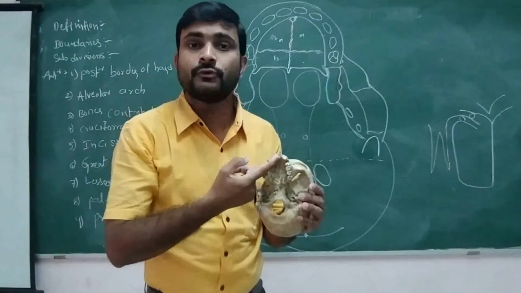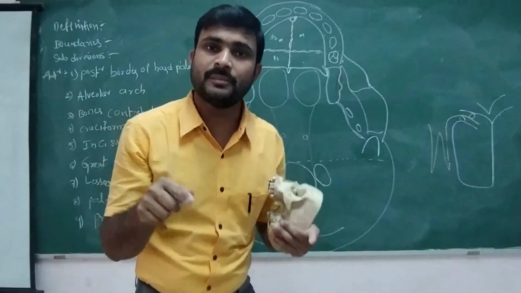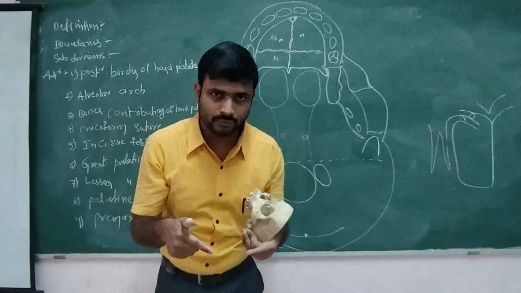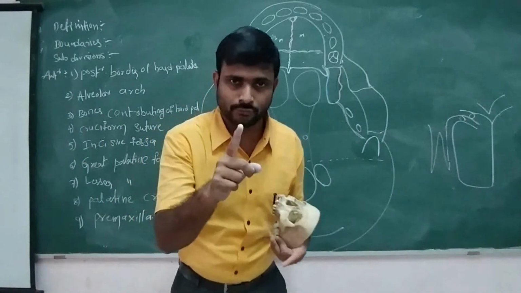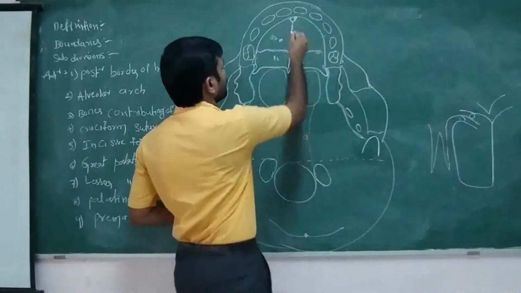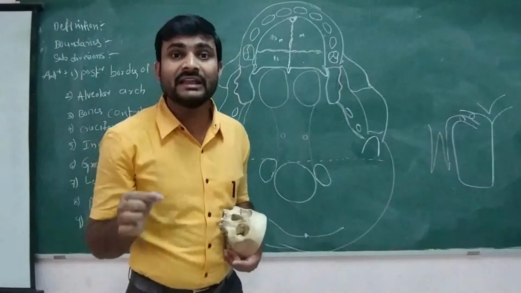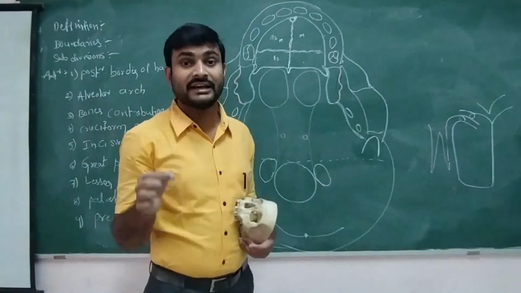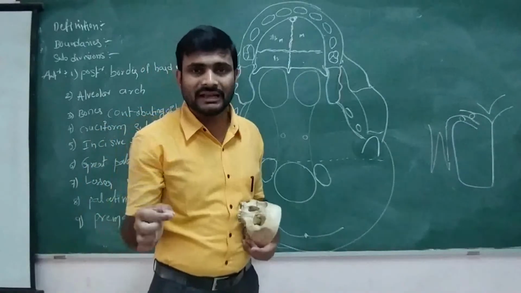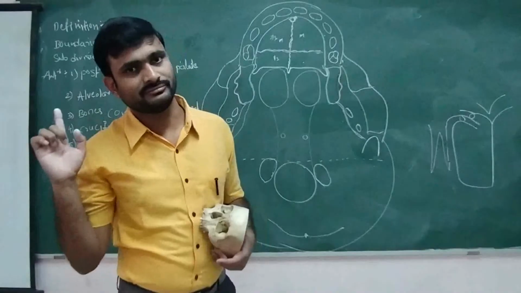First is the incisive fossa. The fossa contains two foramina, called incisive foramina. Those two foramina open and form one single foramen, called the incisive foramen. In this incisive foramen, the greater palatine vessels and the nasopalatine nerve pass through.